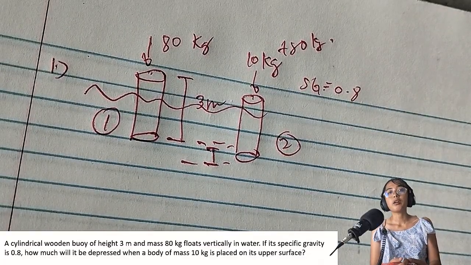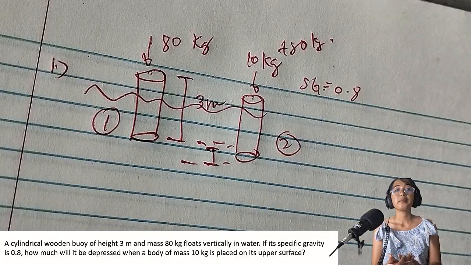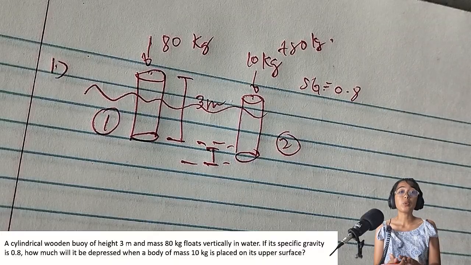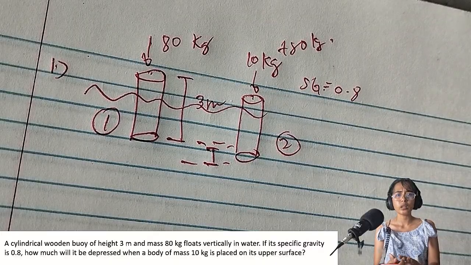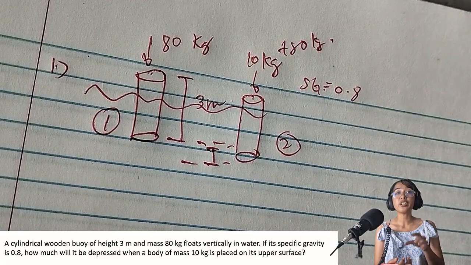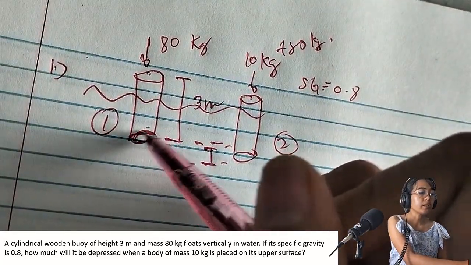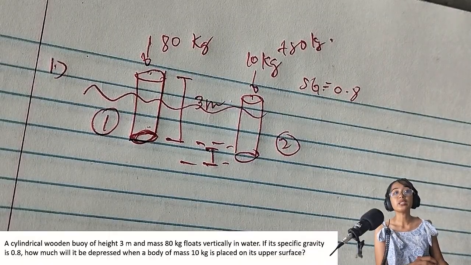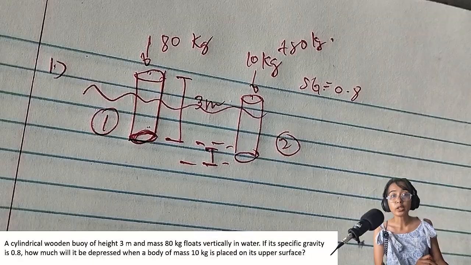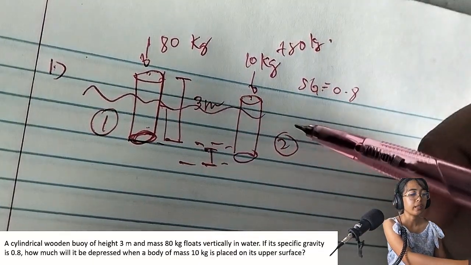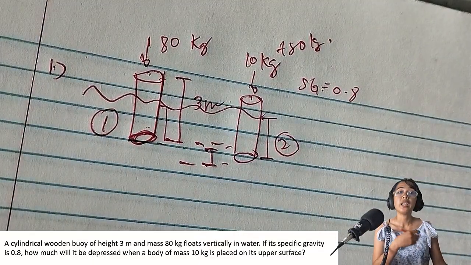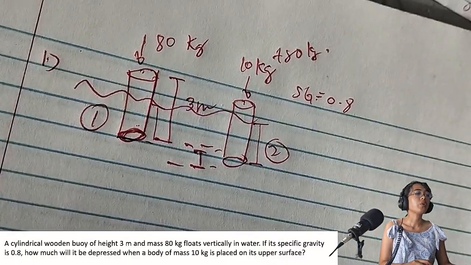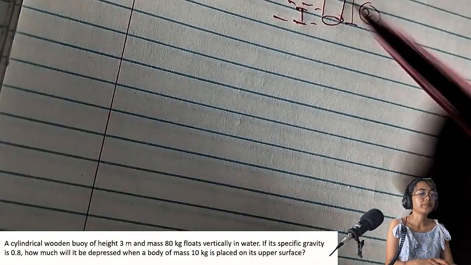Since the height is involved, what we will look for is the volume. So, what is the volume of our cylinder? The volume of the cylinder is the area of the circle times the height. So, that is the volume. Therefore, what we need to find is the change of volume submerged. Then, through that, we could find the change of height.